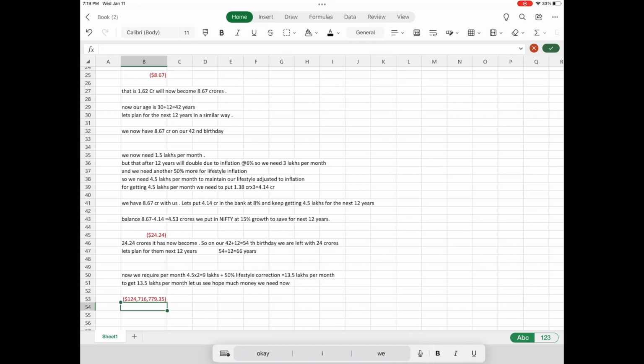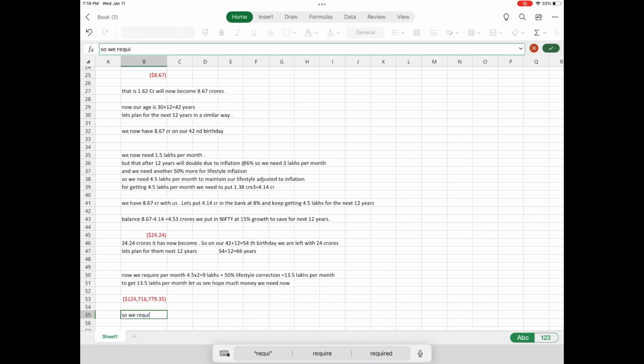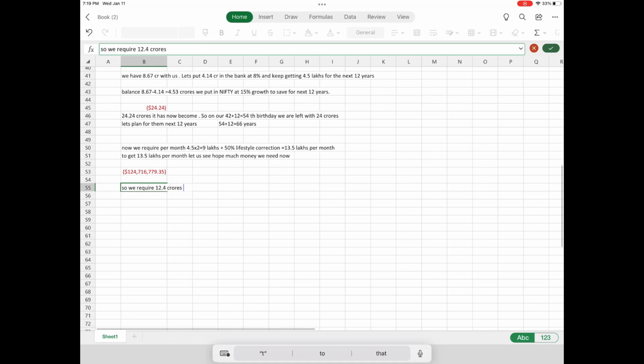Okay, you require 12.4 crores. So out of 24.24 crores, 12.4 crores actually goes into this bank, which is going to give you continuously 13.5 lakhs per month for the next 144 months, until you are 78 years of age. So until 78 years of age, you are continuously going to get 13.5 lakhs each and every month. You just have to put your ATM card, withdraw the money and just enjoy the money.